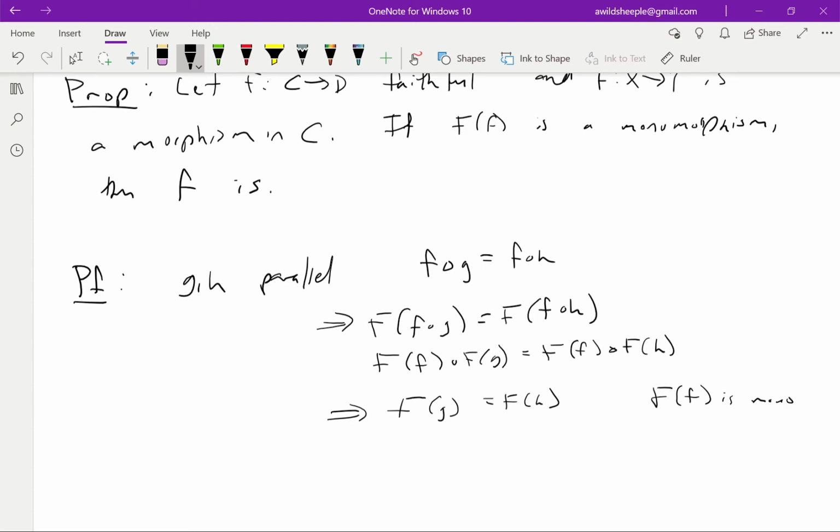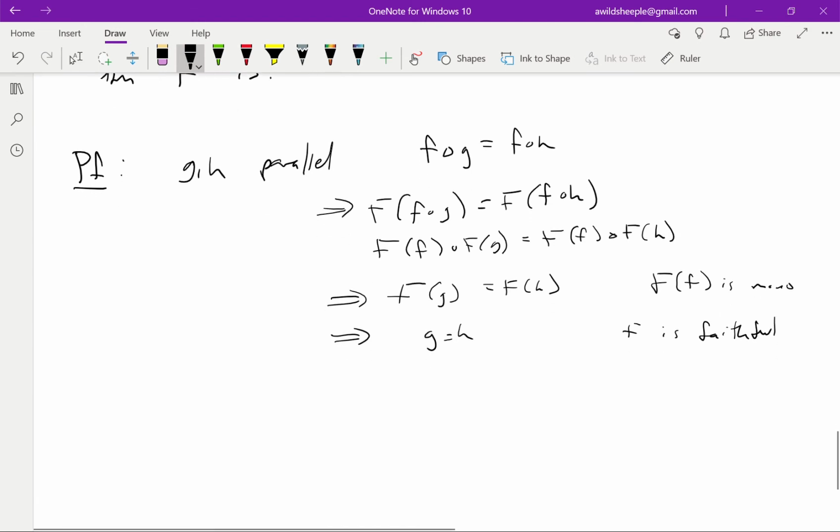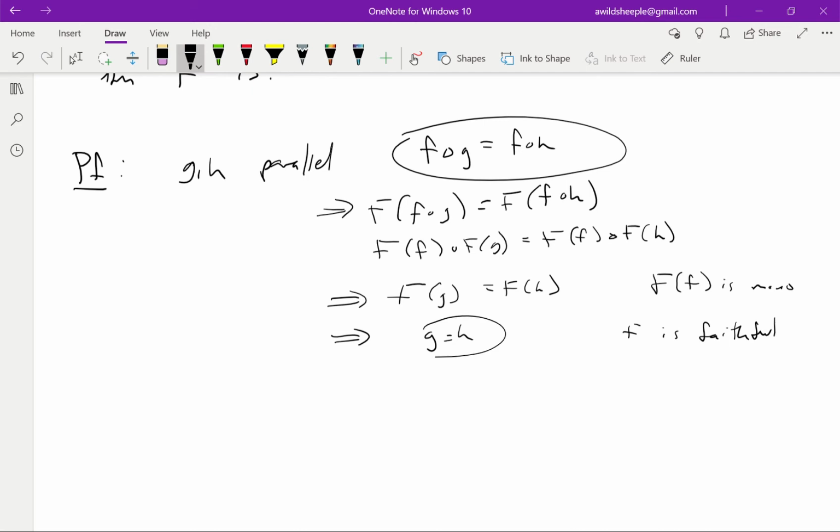But the upshot here is that F is faithful. And so the only way that this can happen is if g actually equals h, because F is an injection on Hom sets. So equal morphisms come from equal places. But what you notice now is what we did: we started up here and we succeeded in canceling f from both sides. So f is a mono.